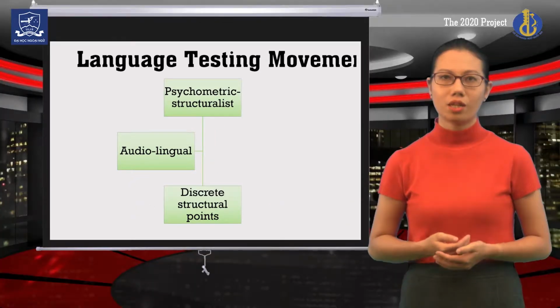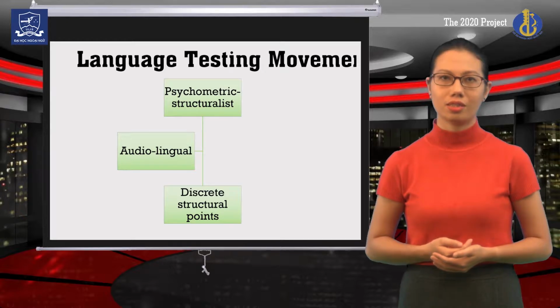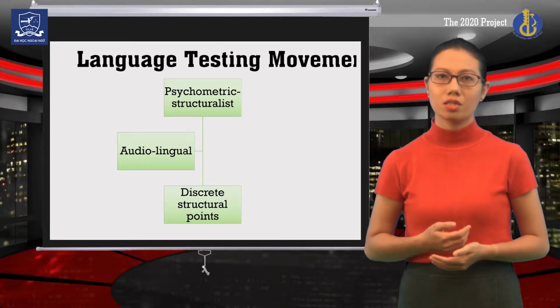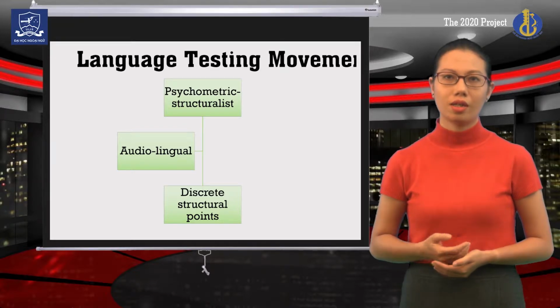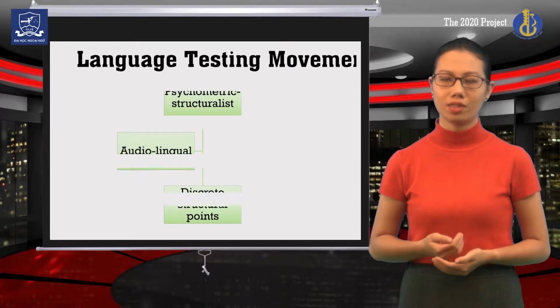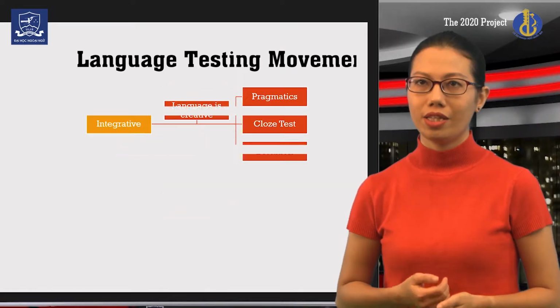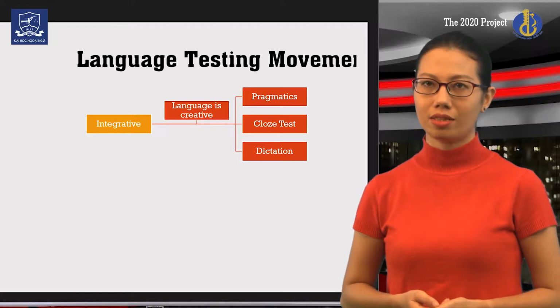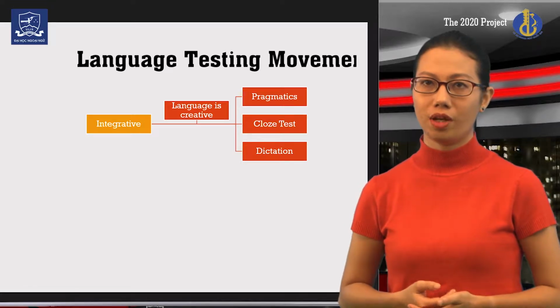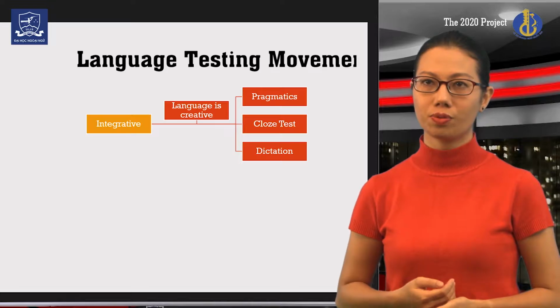Second, psychometric structuralist tests typically set out to measure the discrete structural points being taught in the audiolingual and related teaching methods of the time. Third, the integrative movement has its roots in the argument that language is creative and more than the sum of the discrete parts being tested in psychometric structuralist tests.